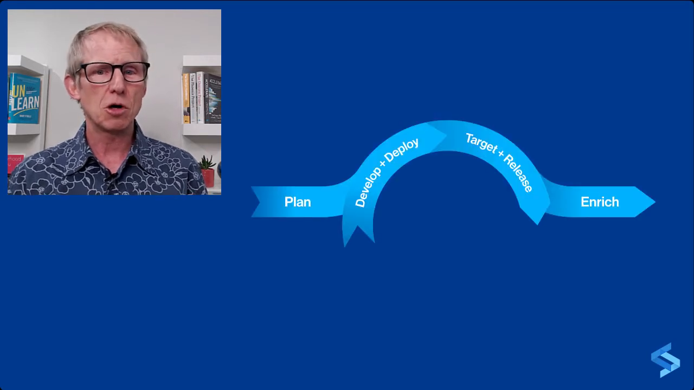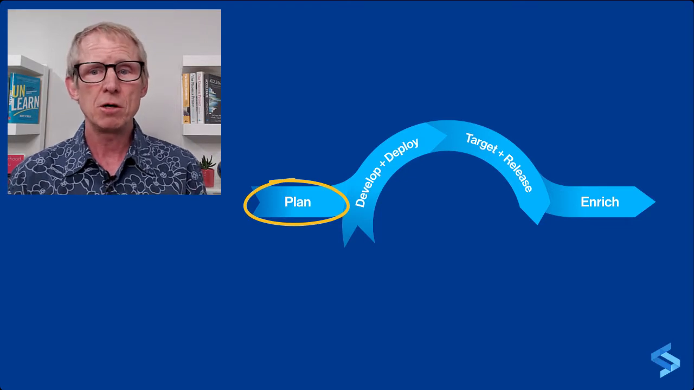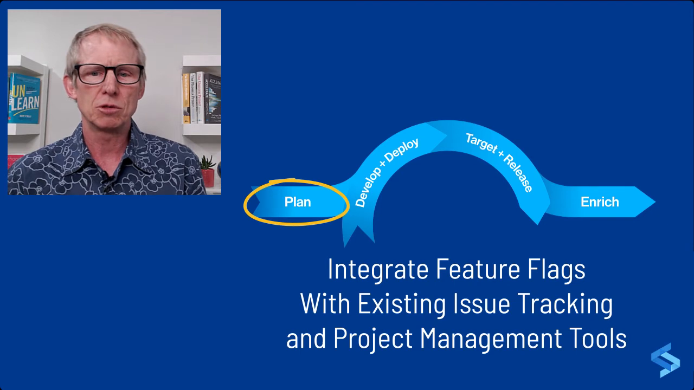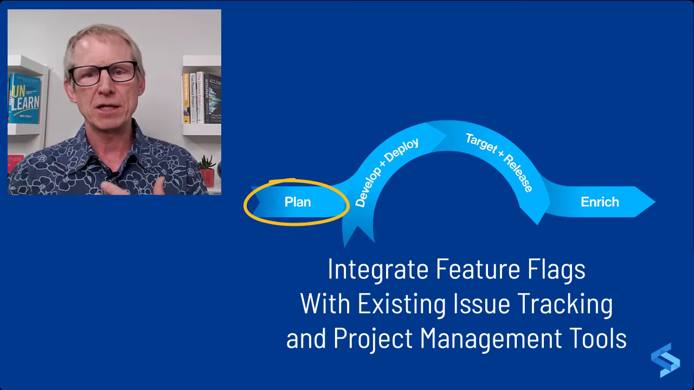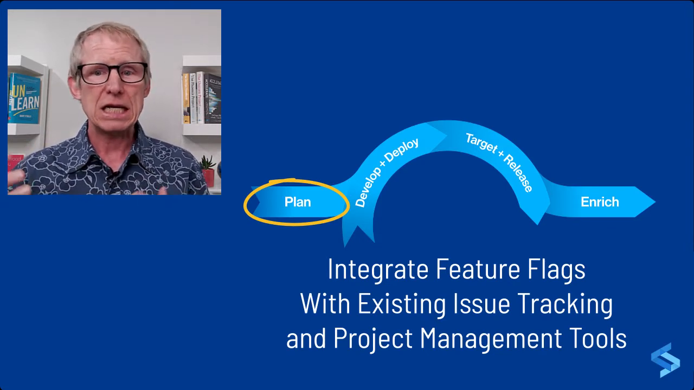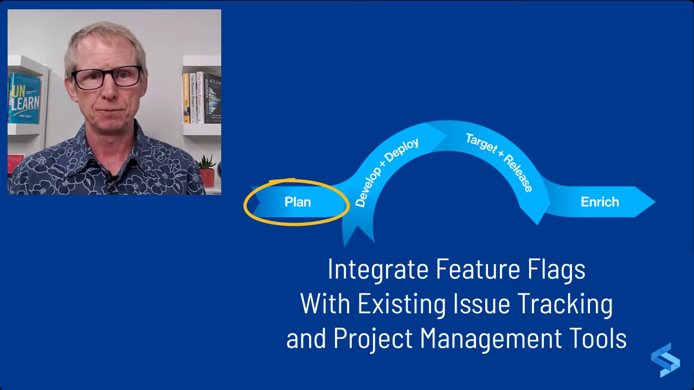The lifecycle starts when plans are made to solve one or more customer problems. Here, Split integrates feature flags with existing issue tracking and project management tools. You want your stories and your epics to line up, right? So you want to have the feature flags implemented before development starts, tracked as the development progresses, and easily discovered and observed by all stakeholders throughout the process.